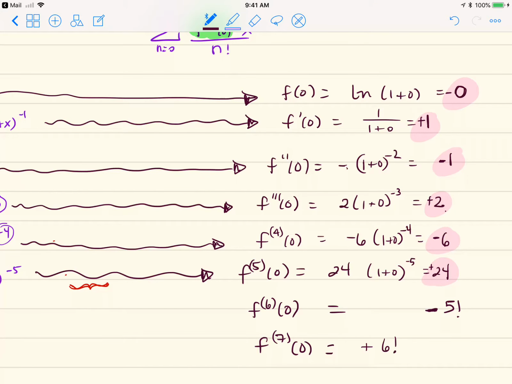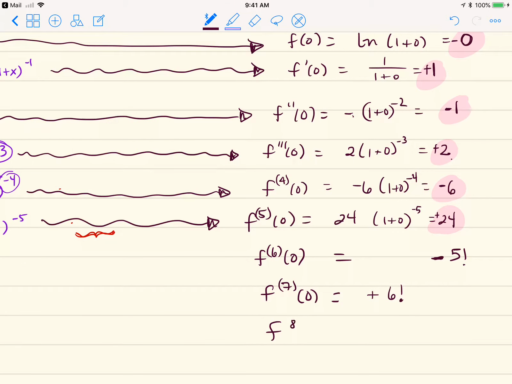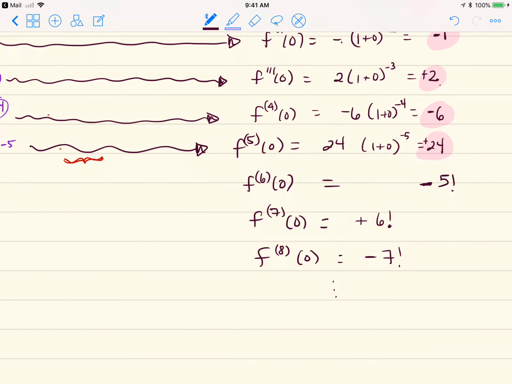The sixth derivative at 0 should be positive 5 factorial... the 7th should be positive 6 factorial. The 8th derivative at 0 should be negative 7 factorial. Right? Do we see the pattern? What should the nth derivative at 0 be? Well, it's going to have an n minus 1 factorial. And then it'll be negative 1 to the n plus 1.